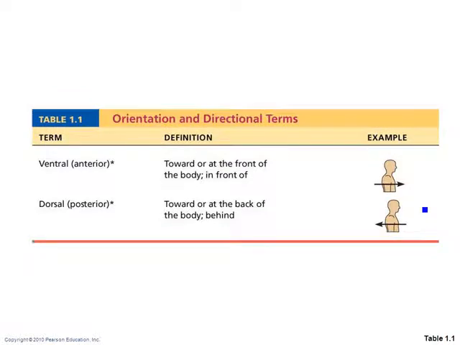Ventral and dorsal. When you talk about ventral and dorsal, you can also use anterior and posterior. So ventral and anterior is the front side of your body, and dorsal and posterior is the back side of your body. So you could say your nose is ventral to your shoulder blades, because it's in the front. Or your shoulder blades are dorsal to your nose because they're behind you.